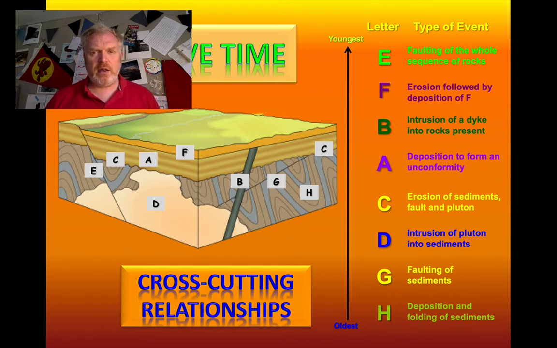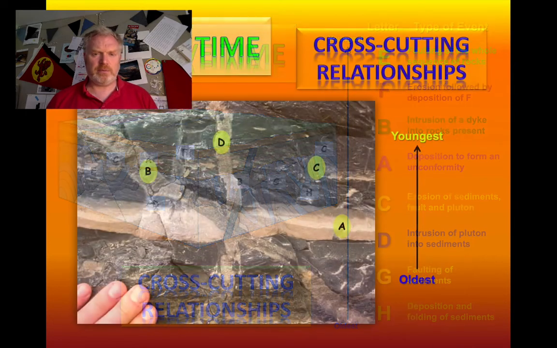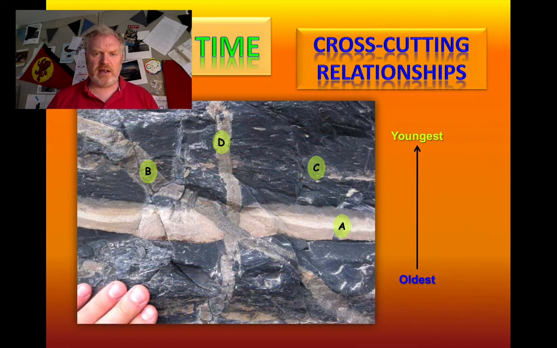So that's our sequence of events. And we can unpick this just by applying logic. Which event cuts across another one? And if it cuts across, it must be younger. Now, if you go digging deeper, we've got a very small scale exposure here of a few igneous intrusions.